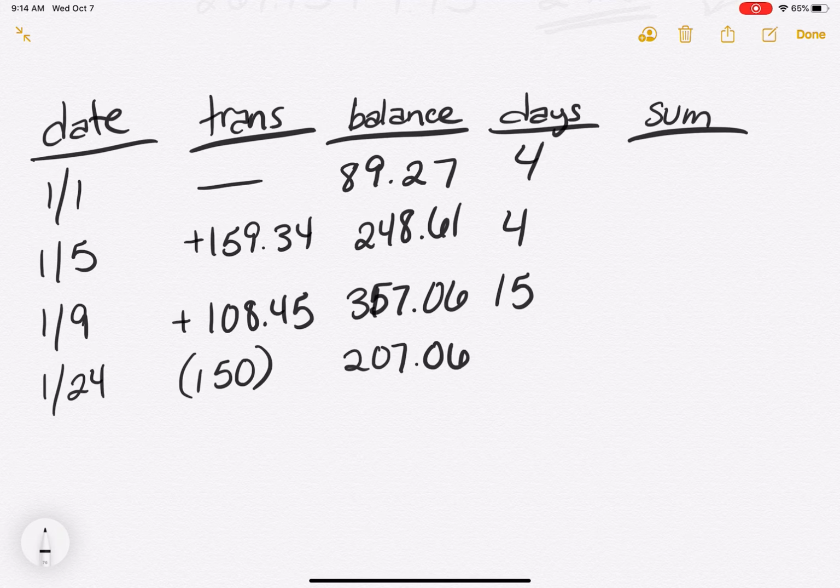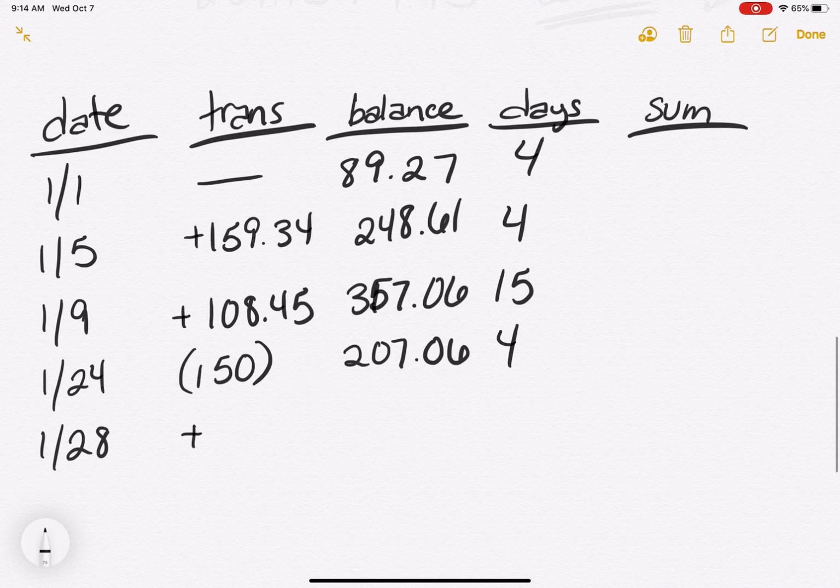Did anything else happen? Yes, on 1-28. So between 1-24 and 1-28, how many days is that? 4, 5, 6, 7. Okay. On 1-28, we had a fee of 25. Is that going to be added or taken away? Added. It's a fee. Fees are added. Payments and credits are subtracted. So 232.06.